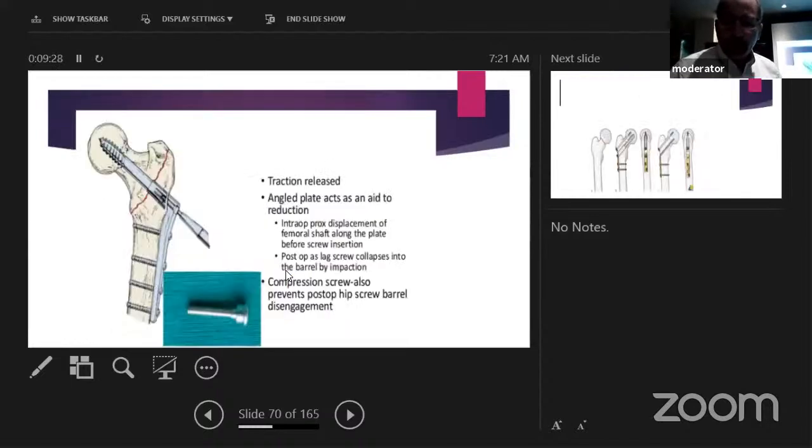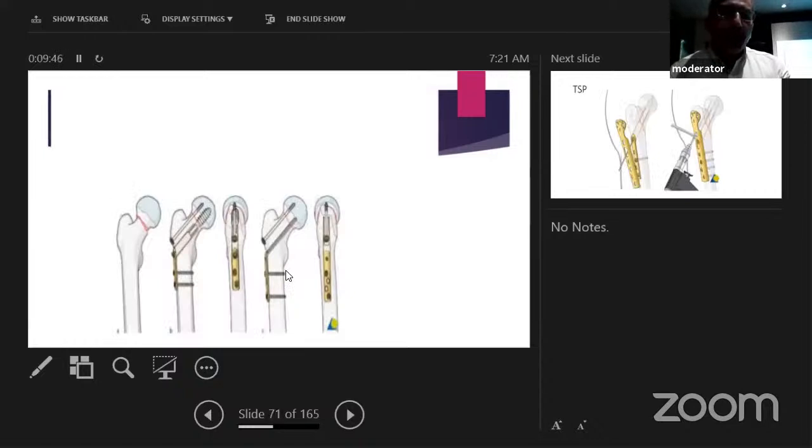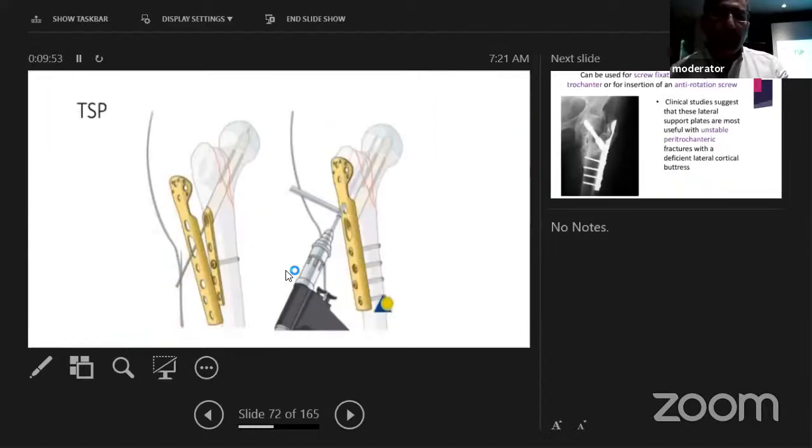Whether you should be using a compression screw or not: normally, if at all you are using it, you have to remove it, because the intraoperative compression is going to give the compression. After that, it is not going to give any compression. But in case of a very unstable fracture, perhaps it is better to keep it. Otherwise, there is going to be disengagement of the screw from the barrel. And at times, you may have to use the DHS in case of an intracapsular neck of femur fracture. So you are going to use a shorter plate with a derotation screw. At times, you may have to use a TSP along with that, if the lateral wall is broken or there is a trochanteric fracture.